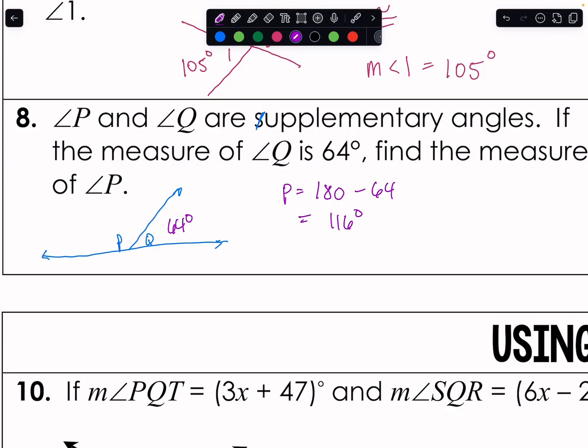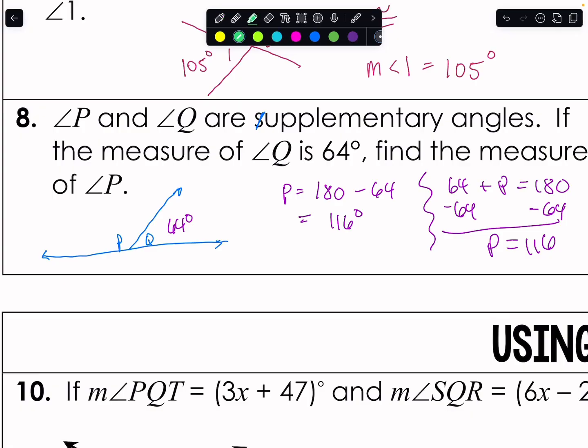If you think it's easier, you can say 64 plus P equals 180. Subtract 64. And you get P is equal to 116. But if you notice right here that this step and this step right here are the same. It's the same line. So it doesn't matter which one you do, okay?